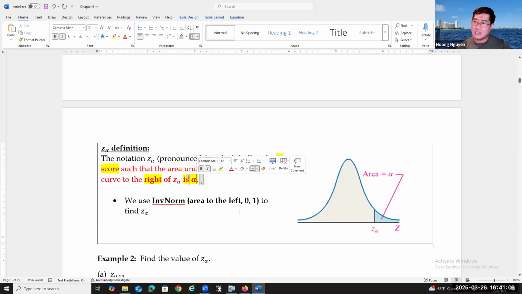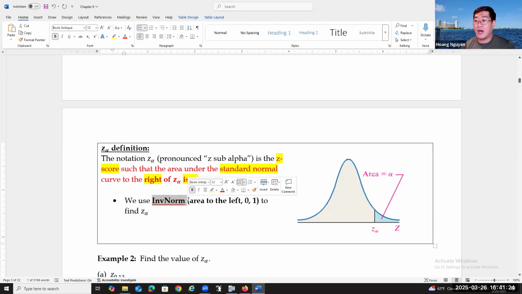So we did something similar in chapter 7. We find the Z-score such that the area to the right under the normal curve is given. So we're finding the Z-score given the area. In order to find this Z sub alpha, we're going to use the inverse norm.